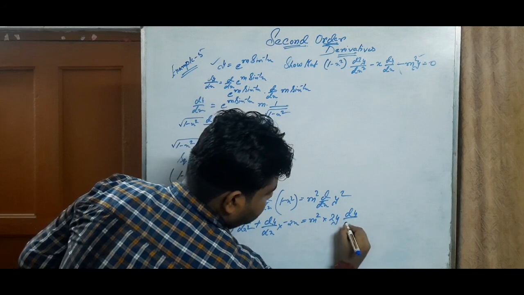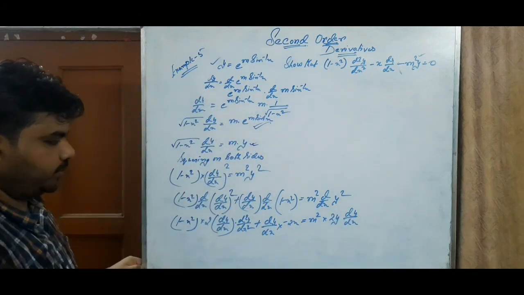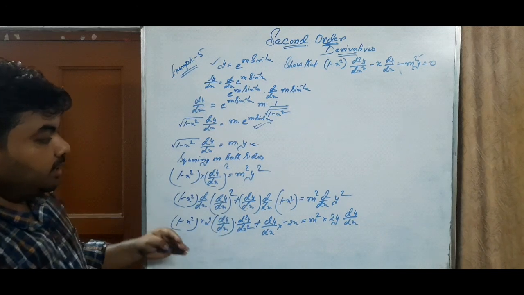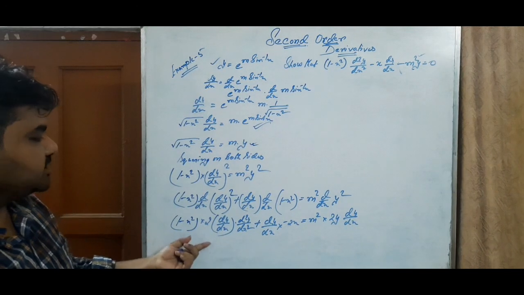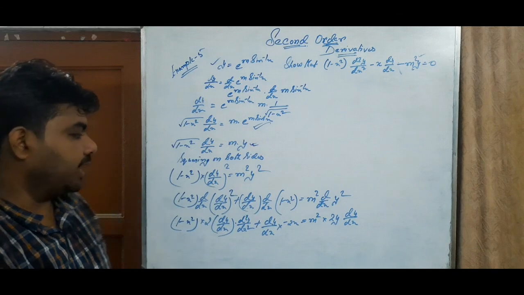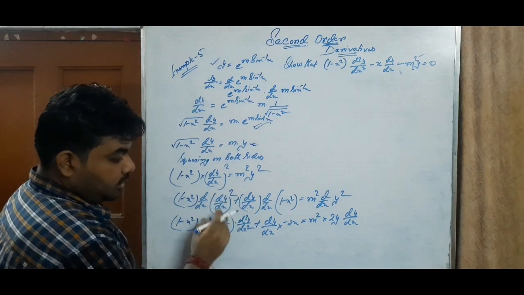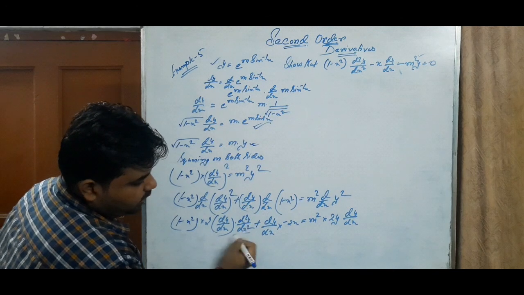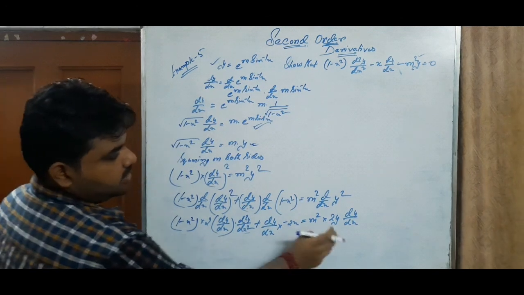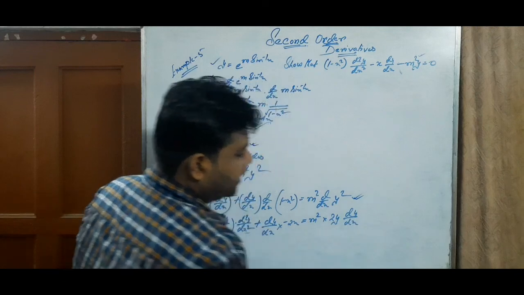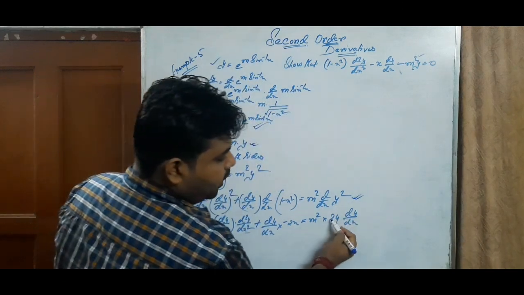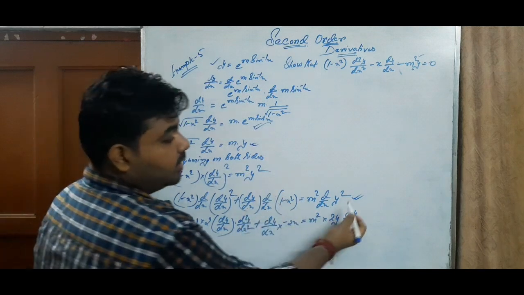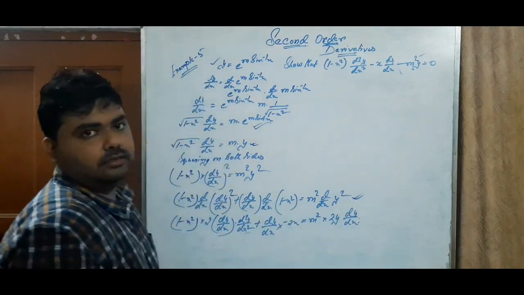One thing: since this is dy by dx, we are differentiating this term with respect to x. We are not doing it with respect to dy by dx. That's why we have to write d2y by dx2. Same, since we are differentiating with respect to x, that is 2y into dy by dx, we have to write dy by dx, since we are differentiating y with respect to x.